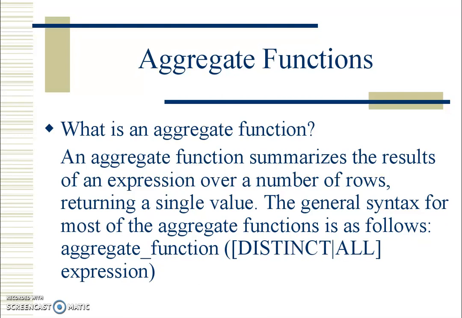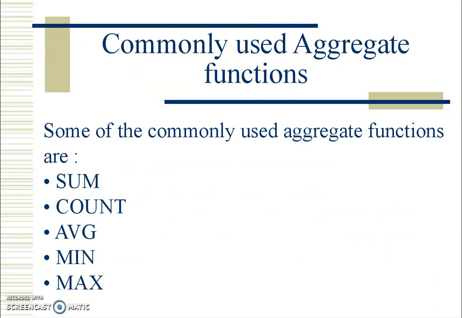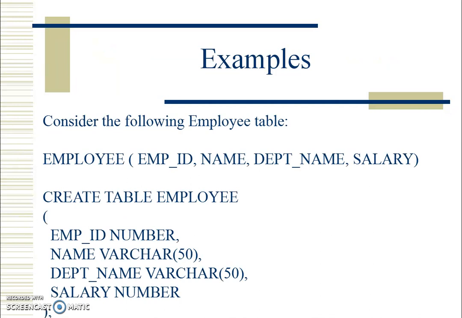The syntax for an aggregate function is the name of the aggregate function, and within brackets you specify whether you want DISTINCT. By default, it uses ALL, followed by the expression. We'll see an example so that we'll have a better idea. The commonly used aggregate functions are sum, count, average, minimum and maximum. We'll see an example here.